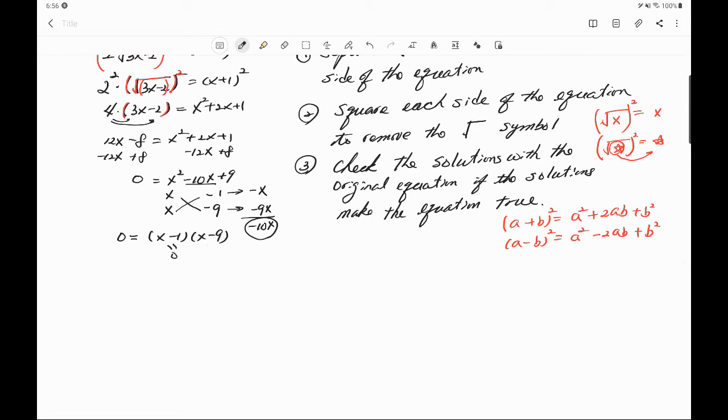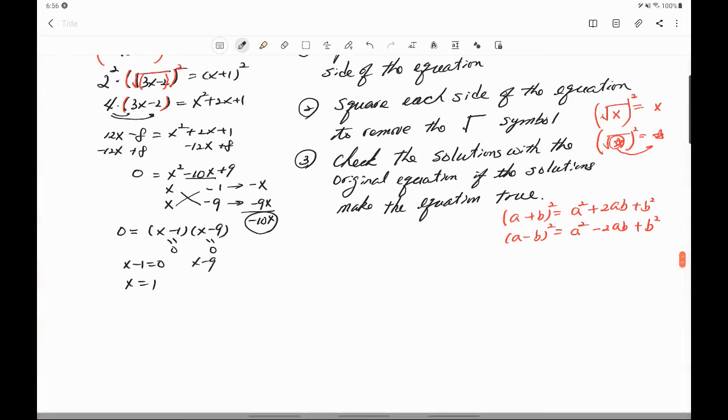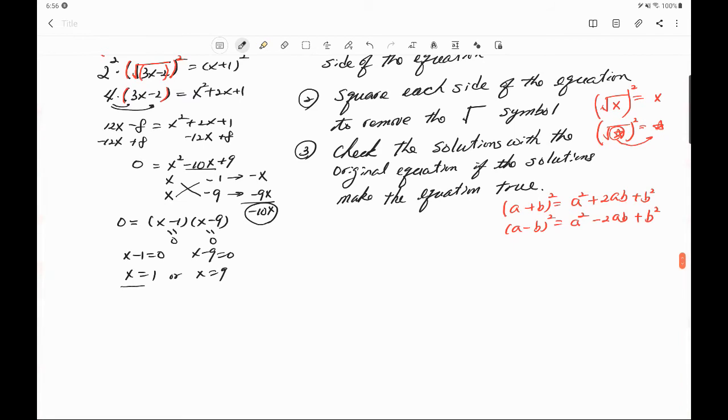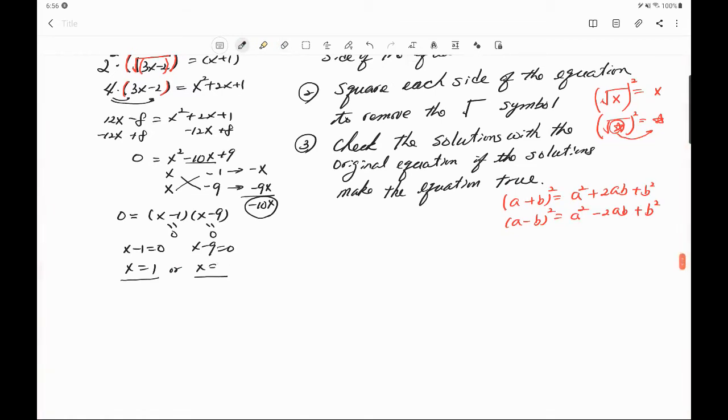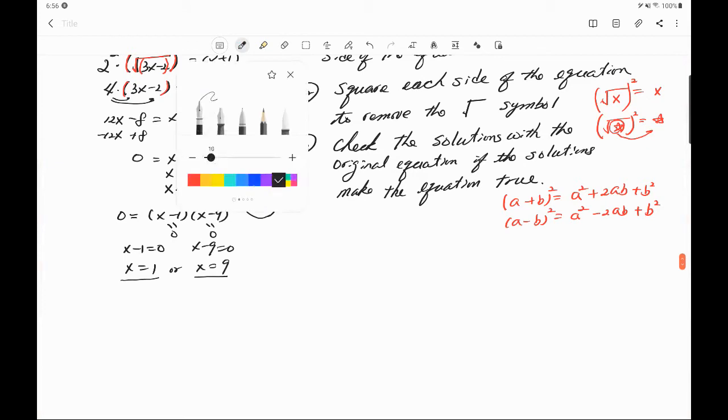So from here, we can set each factor equal to 0. So x minus 1 equals 0, then x equals 1. x minus 9 is 0, then x equals 9. So we have two values, 1 and 9. So whenever we found the solution, what do we do? Always check. This is really important.